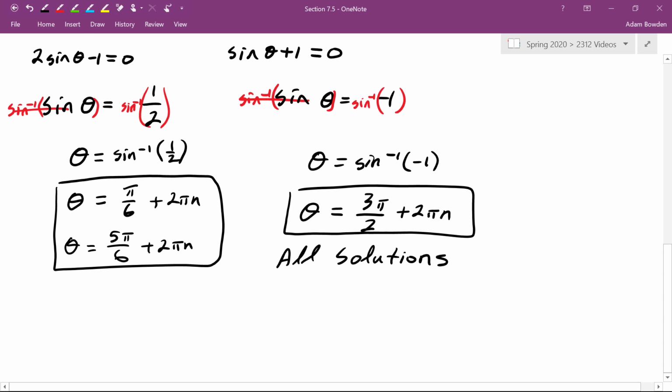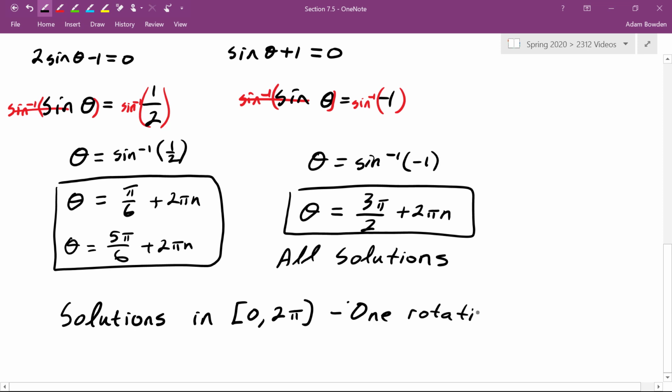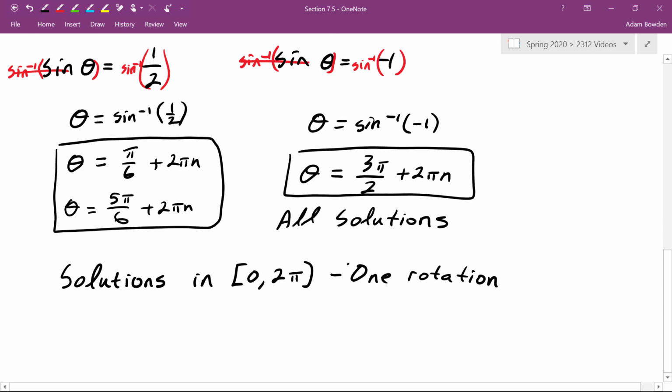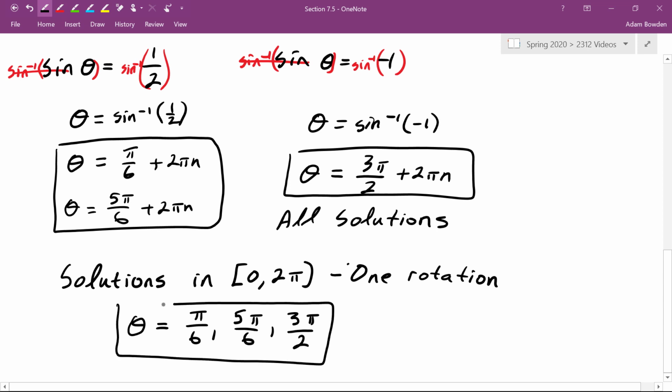Now, one distinction we're going to make in this section is talking about solutions in the interval between 0 and 2 pi. And that basically means all the solutions within one rotation around the unit circle. So for this particular situation, we only have 3 solutions in one rotation: pi over 6, 5 pi over 6, and 3 pi over 2, since adding 2 pi to any of these or subtracting it will take it outside of one rotation between 0 and 2 pi.